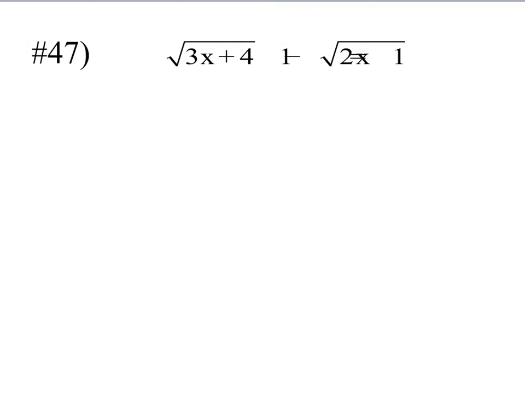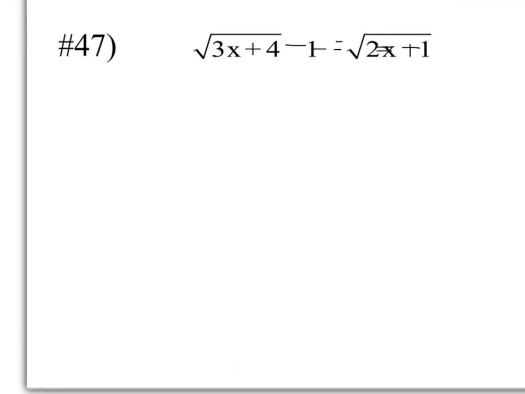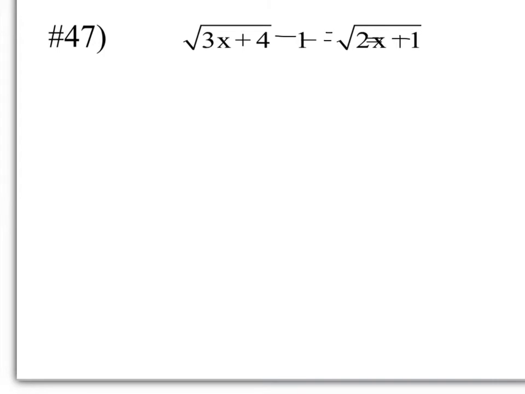Now we have the square root of 3x plus 4, minus 1, equals the square root of 2x plus 1. All right, in order to be able to go ahead and start, I need to make sure that I have a radical isolated on one side of my equation. On this side, I have a minus 1 with my radical. But on this side, I have a radical all by itself. So it's okay if it's the right side. It doesn't matter what side the radical's on.